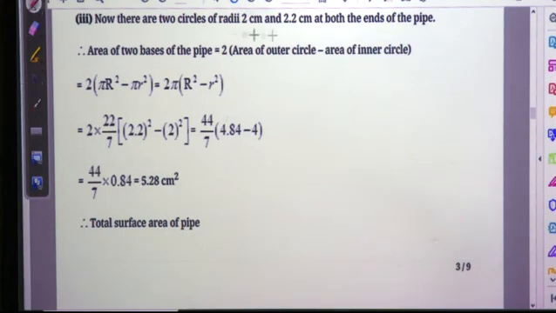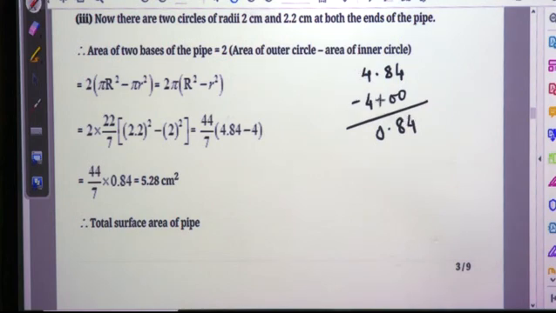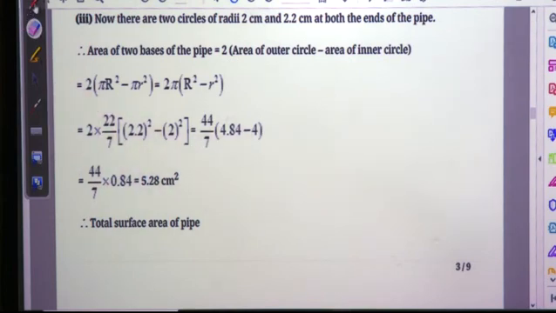What does it become? Please understand carefully. 4.84 minus 4 becomes 0.84, because the 4 is subtracted from 4.84, leaving 0.84, so nothing more is to be subtracted here. Now 44 upon 7 into 0.84, we are getting the answer 5.28 centimeter square, after doing the cancellation.